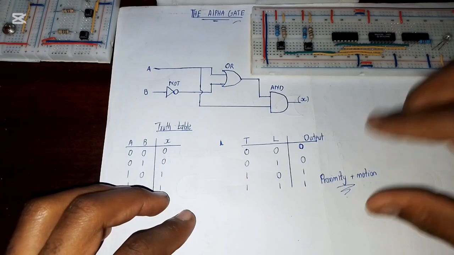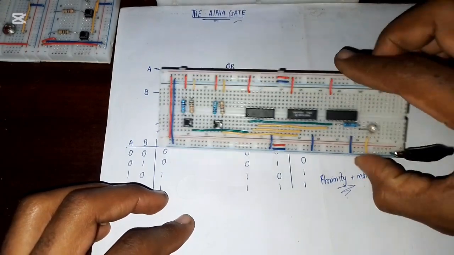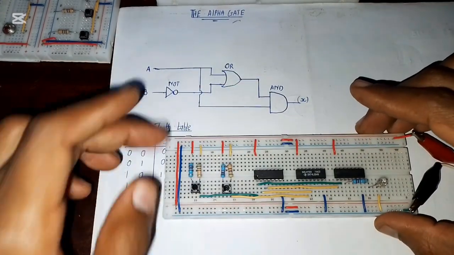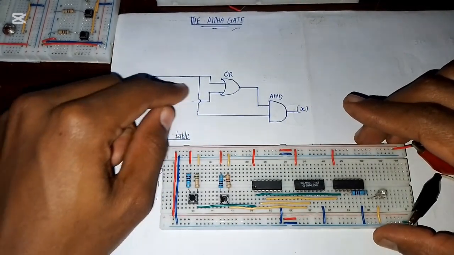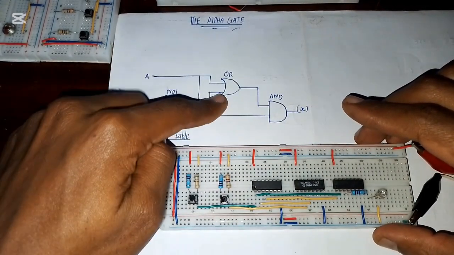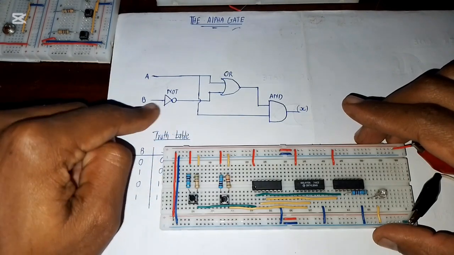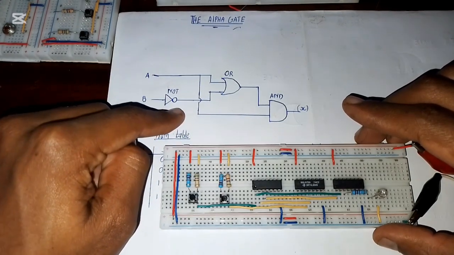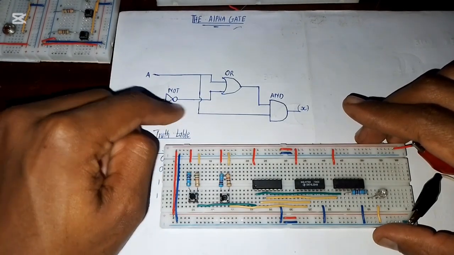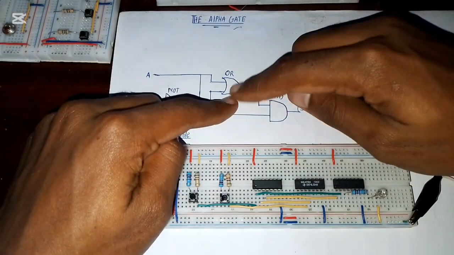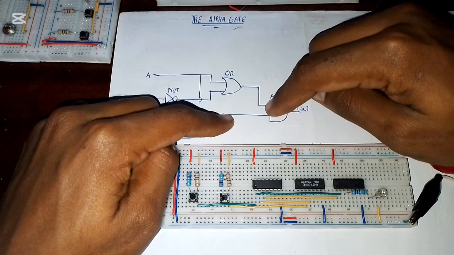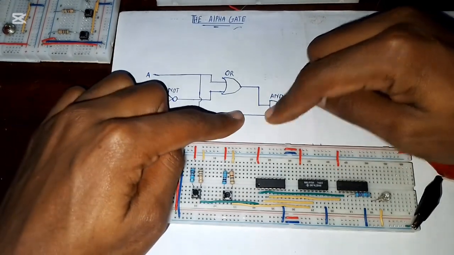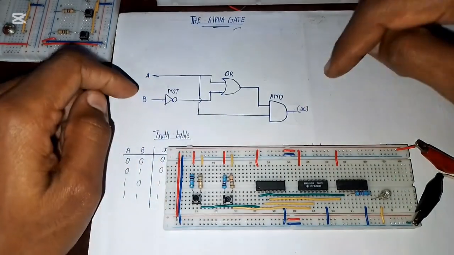Okay, so how can we use this? This is the circuit, and I've made it exactly the way you can see in the circuit diagram. We have A directly to the OR gate. The other input of the OR gate comes from B, but not B. So B passes through a NOT gate, then goes to the OR gate. The output of that OR gate goes to an AND gate, and the other input of the AND gate comes from A, like that. Then the output X.